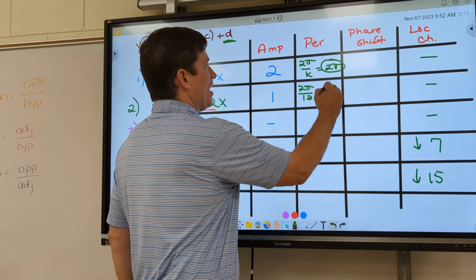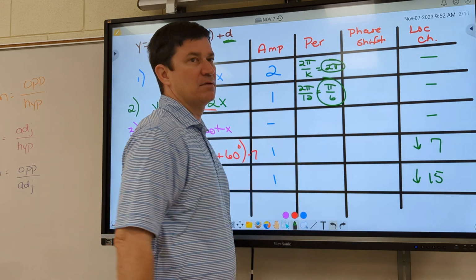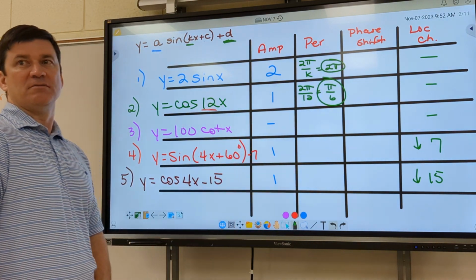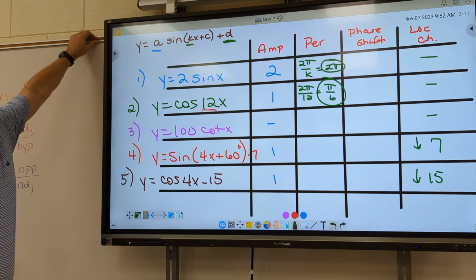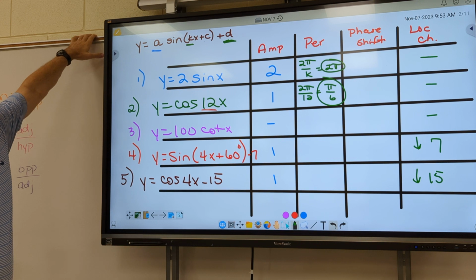I believe it's going to be pi over 6. Where's the pi on the old calculator? On the old calculator, it's 4 in my down face. 2 pi on top, 12 on the bottom. I believe it simplifies to pi over 6. Yeah, pi over 6. All right, let's keep going.